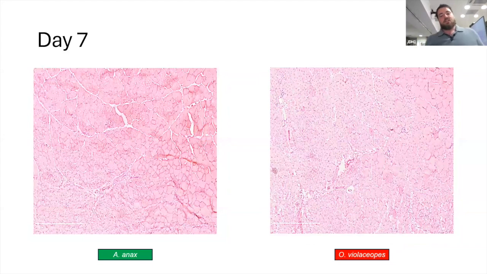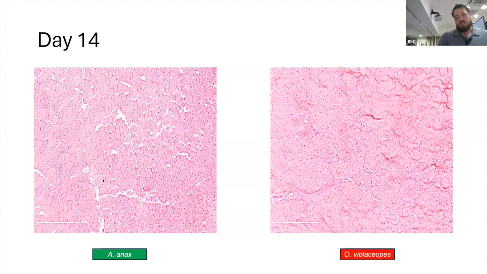So day seven, we're starting to see the fibers are nicely centrally located, especially in the case of violiceps. So we're actually seeing that regeneration is occurring quite nicely at this point. It seems to be on track, and the same thing with annex, not quite as much though.